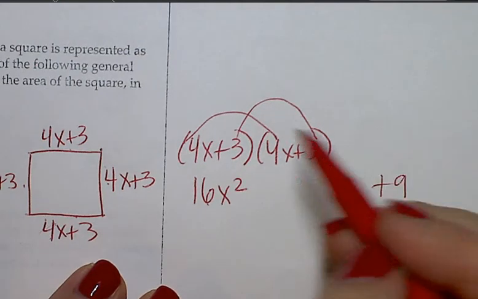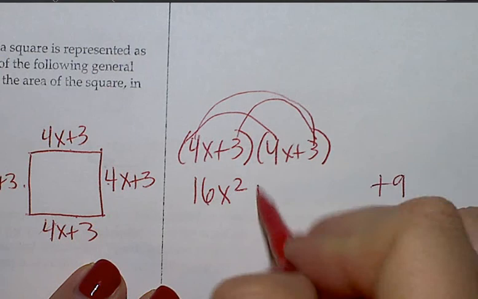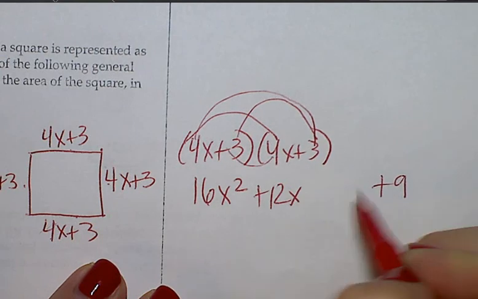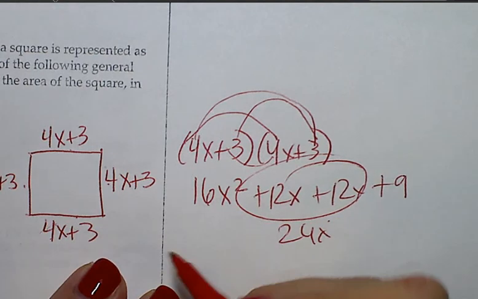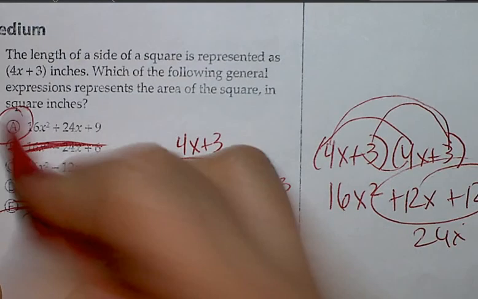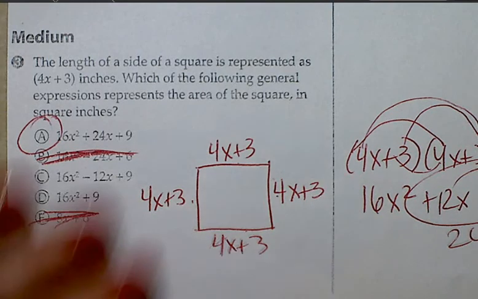Okay, now I'm going to do the insides and the outsides. So FO. So let's do the outside. We get positive 12x and positive 12x combined to give you 24x. Correct answer is A. Can you raise your hand if you're able to get number 3 correct? Nice job. Going up to number 4.